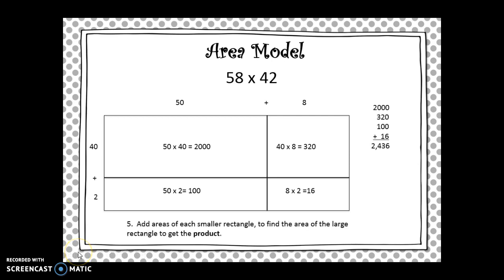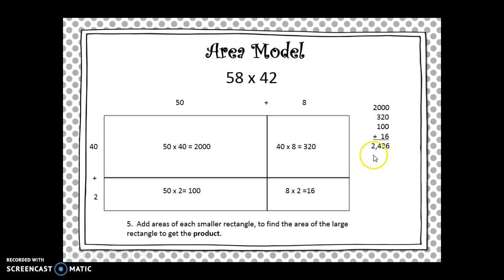After we have our partial products, we're going to use each of our partial products to then write and figure out the area of the entire rectangle. You'll see along the side here I have 2,000, 320, 100, plus 16. These are all of my partial products. To find the total product, I'm going to have to add each of the areas from each section.